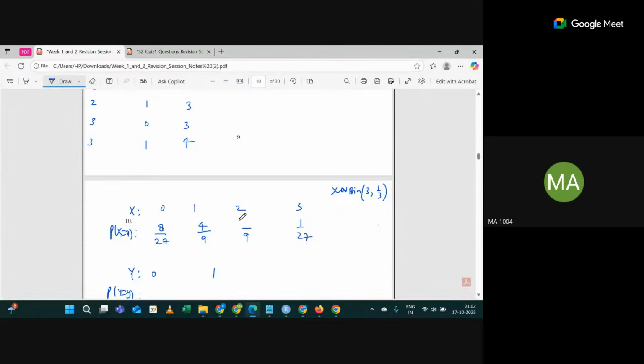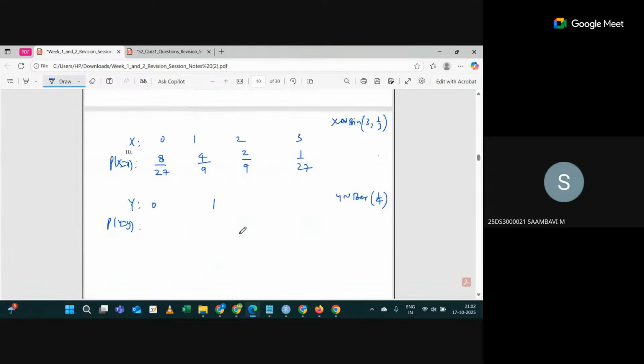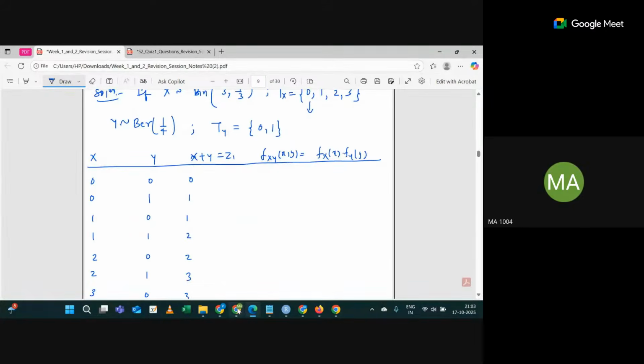Now what is Y? Y is Bernoulli, I took 1 by 4, so 1 by 4 is the success probability, right? X and Y are independent. I gave that in the question, right?